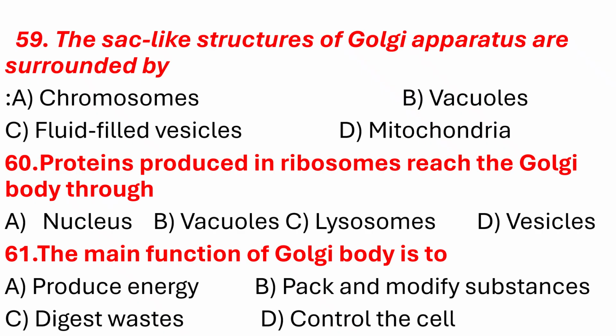The sac-like structures of the Golgi apparatus are surrounded by chromosomes, vacuoles, fluid-filled vesicles, mitochondria. Option C, fluid-filled vesicles. Proteins produced in ribosomes reach the Golgi body through the nucleus, vacuoles, lysosomes, vesicles. Option D. The main function of the Golgi body is to produce energy, pack and modify substances, digest waste, control the cell. Pack and modify substances.